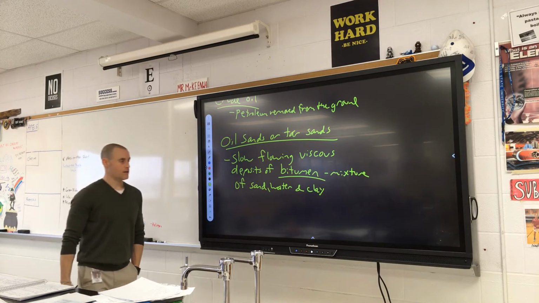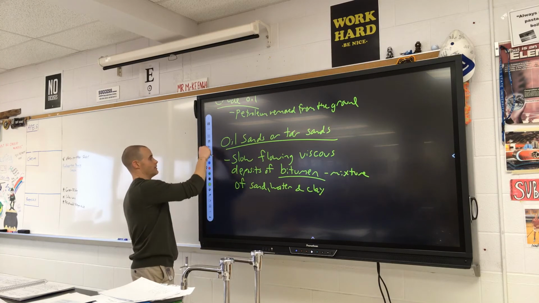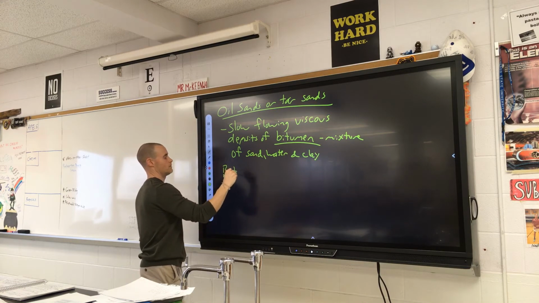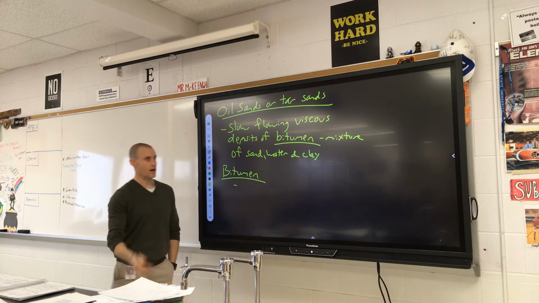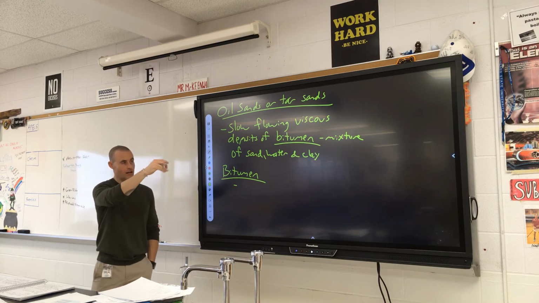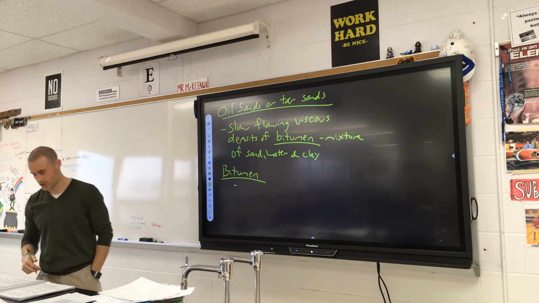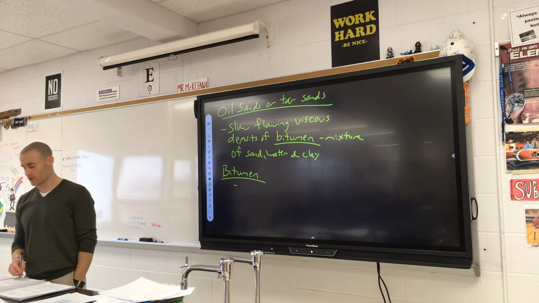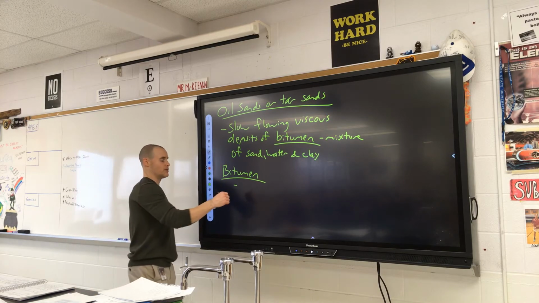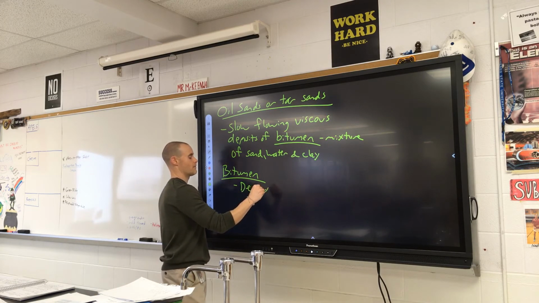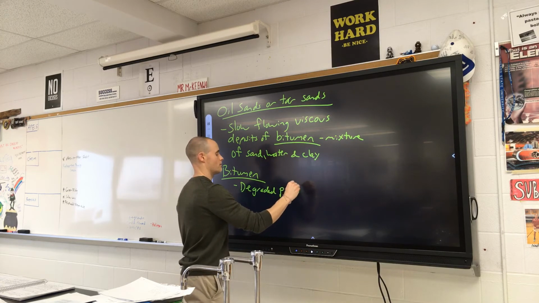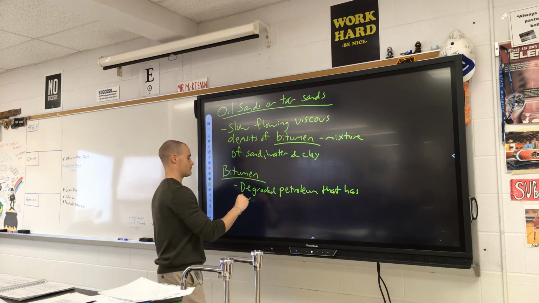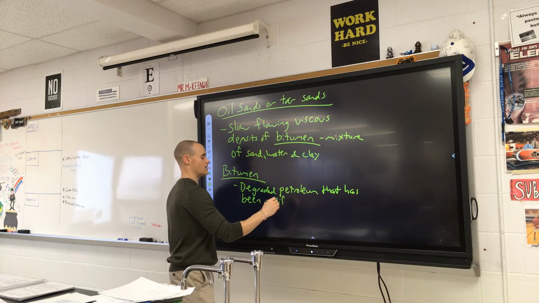And essentially, here, I'll kind of rewrite this. You can write that, but I'm just going to add to it down here. So you got your bitumen, which has sand, water, and clay sometimes mixed in with it. Let me give you a better explanation. It's degraded petroleum that forms when petroleum migrates to the surface of Earth and is modified by bacteria. So I'll simplify that. It's degraded petroleum that has been modified by bacteria.